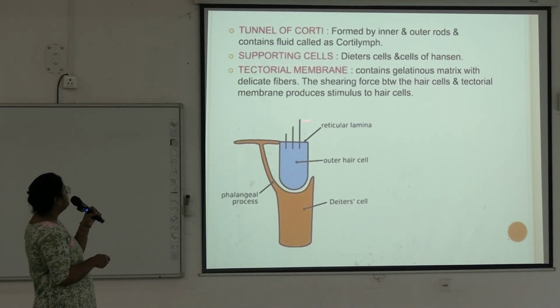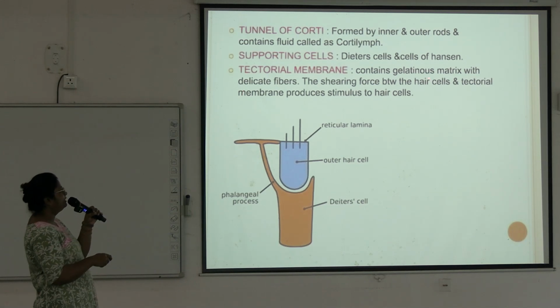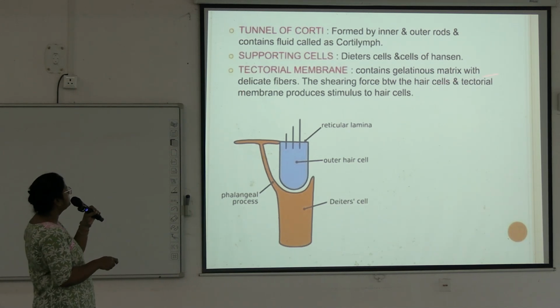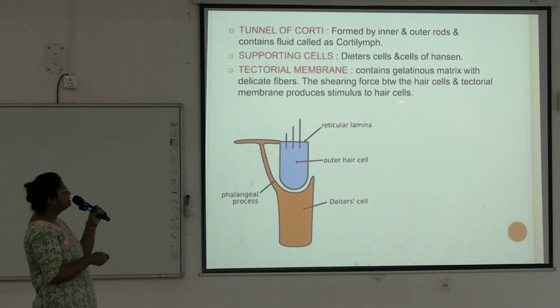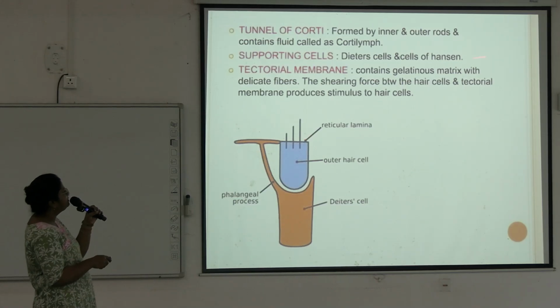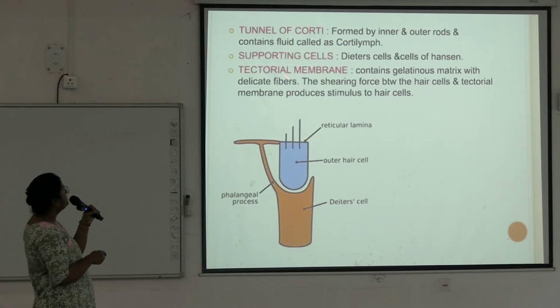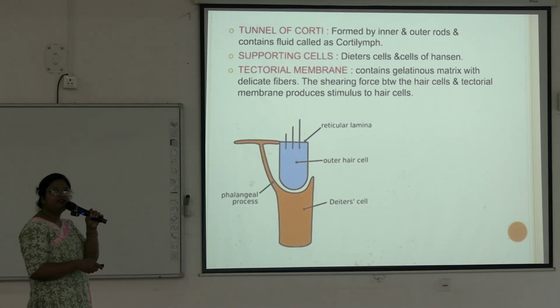And the tectorial membrane contains a gelatinous matrix with delicate fibers, and the shearing force between the hair cells and the tectorial membrane produces the stimulus to the hair cells. Okay.